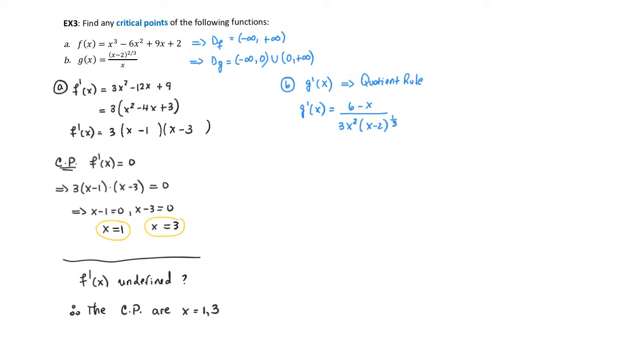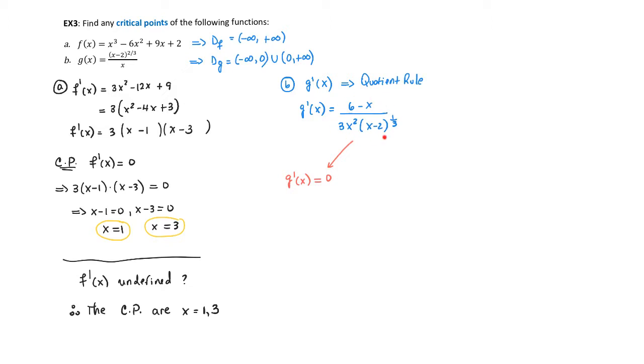That becomes our derivative. So now we need to figure out when will this derivative be equal to 0? And then later on, when will that derivative be undefined? So let's do the first one first. So number 1, when will g prime of x equal 0, if at all?